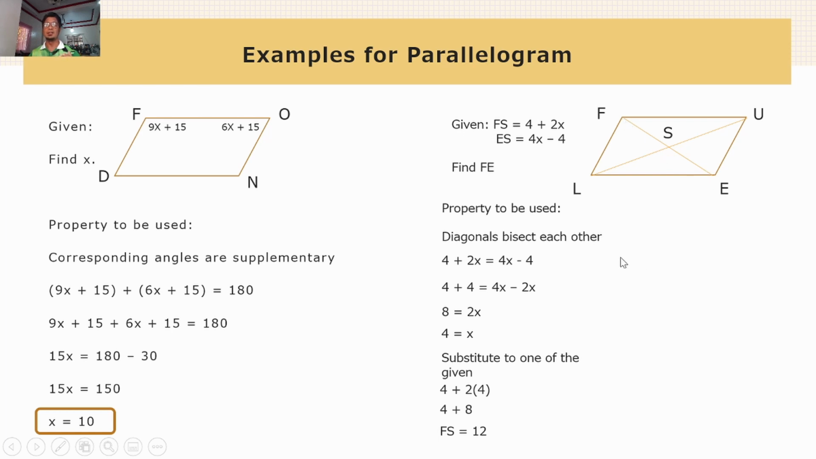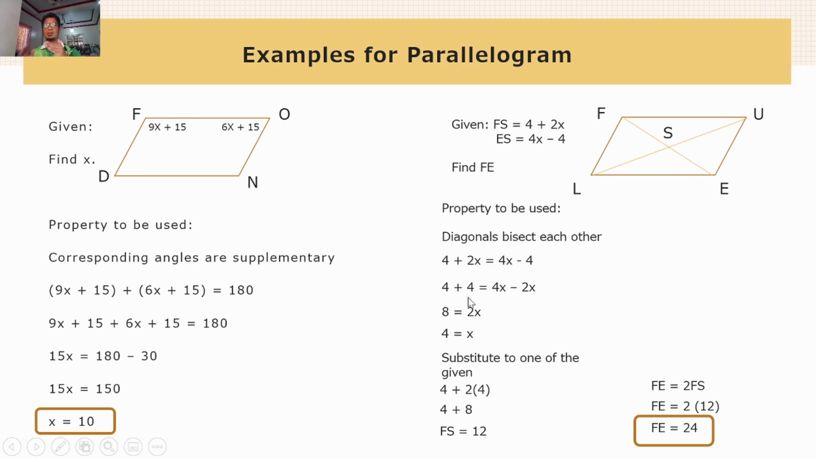Okay, nakakasunod? So if that will be the case, Fe is equal to 2Fs. Dalawang Fs pala ang katumbas ng totality natin. Substituting the value, that is Fe is equal to 2 times 12. And Fe is equal to 24. So again, Fe yung nawawala sa atin, find Fe, ito yung nakuha natin. This will be our final answer. This will be the example for parallelogram.